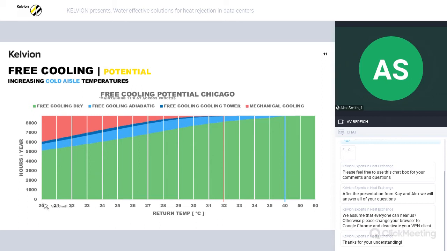So if we take, for instance, a 20-degree return temperature with just a dry cooler, we have approximately 5,000 hours per year of free cooling. If we increase our return temperature by 3 degrees and look at using a cooling tower, we can get to nearly 7,000 hours of free cooling per year, which is an increase of 40%.